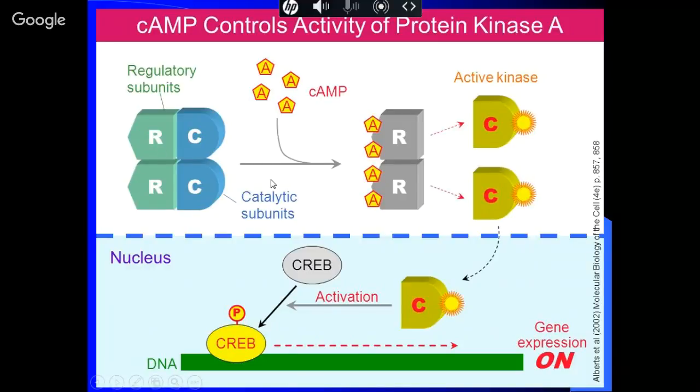This cartoon I ran across this morning, I liked it a lot. This is how cyclic AMP controls protein kinase A. Very simple cartoon, but I like that for its simplicity. We're going to get more complicated in a minute, but here you have a regulatory subunit holding on to the catalytic subunit. 4 cyclic AMP molecules bind to the regulatory unit. Then the regulatory unit releases the catalytic subunit, which then does its thing.